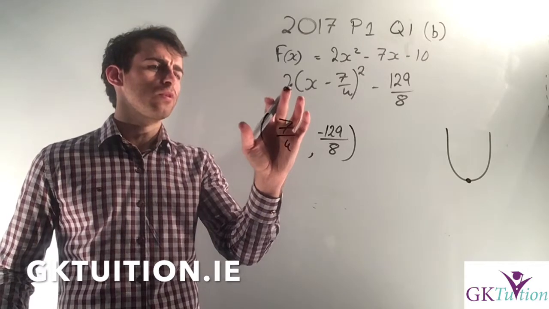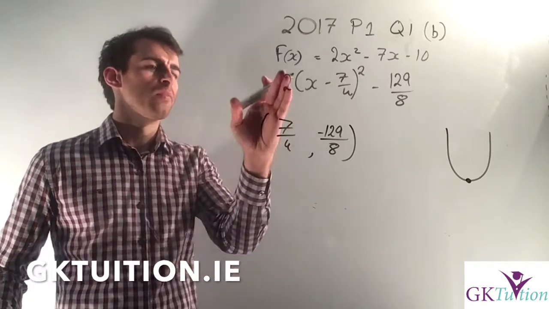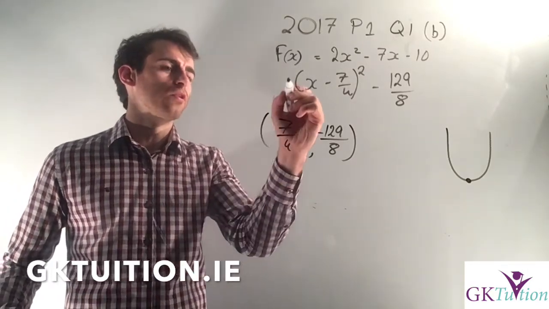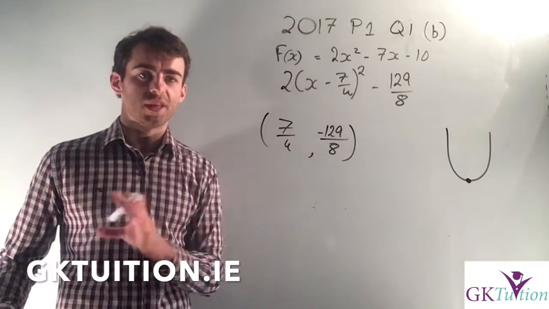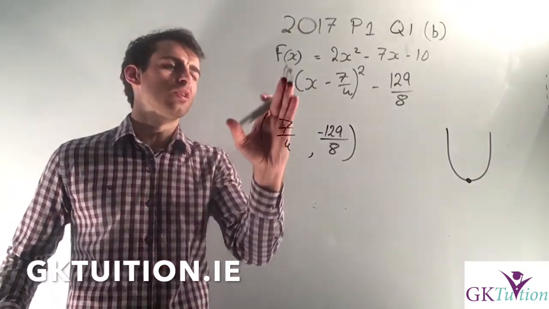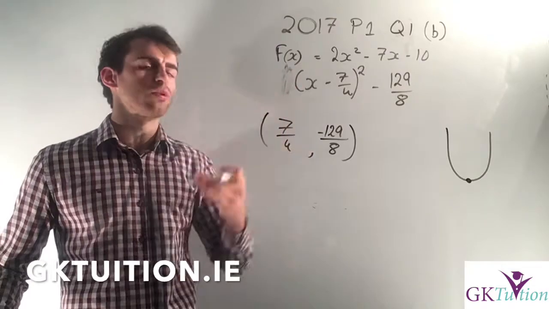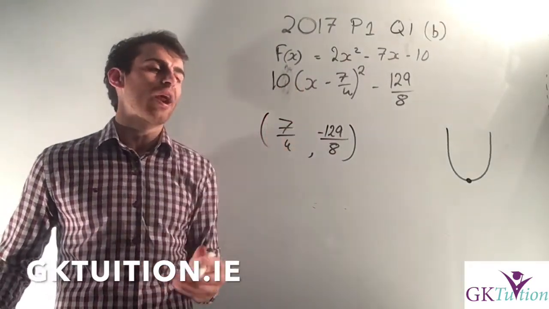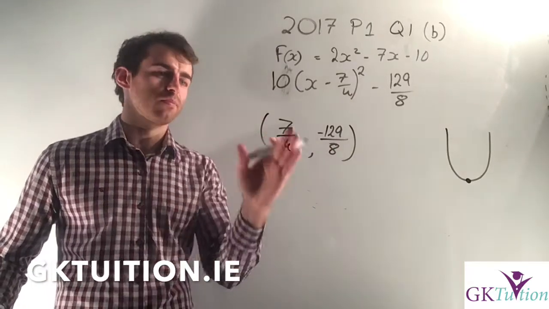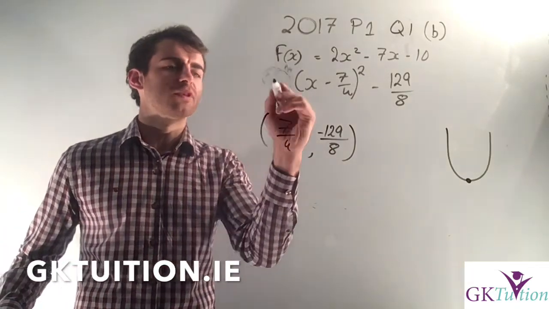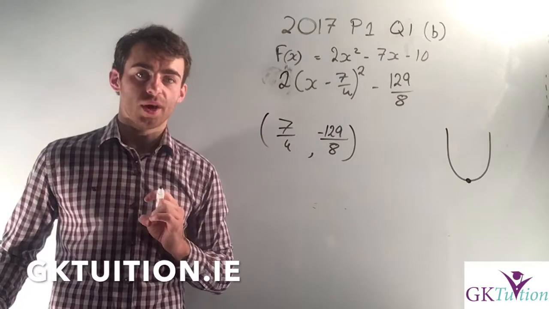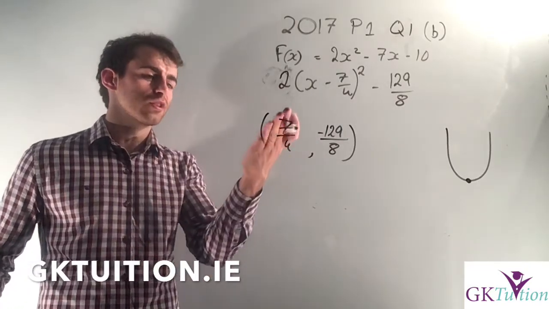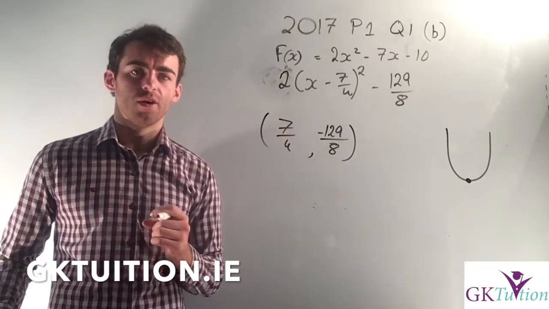Often people get confused as to what the relevance of the 2 is here. If there's a coefficient in front of the bracket, it makes no difference to the minimum point. So supposing there was no 2 there, if this was my quadratic, this would still be the minimum point. If there was a 10 in front of my bracket, the minimum point doesn't change. So the fact that there's a number in front of my bracket doesn't actually affect the question. So my final answer there is just 7 over 4, minus 129 over 8.